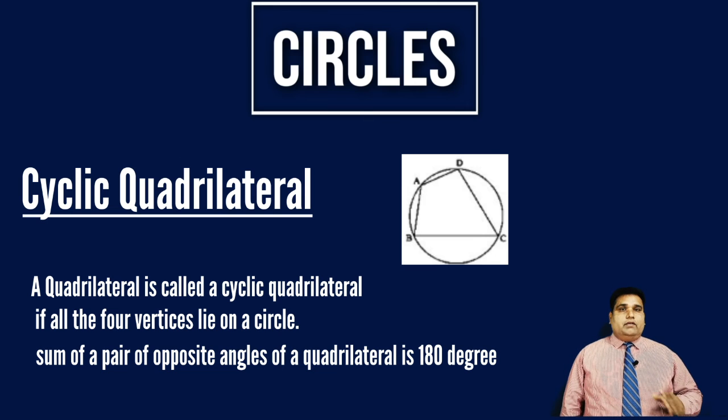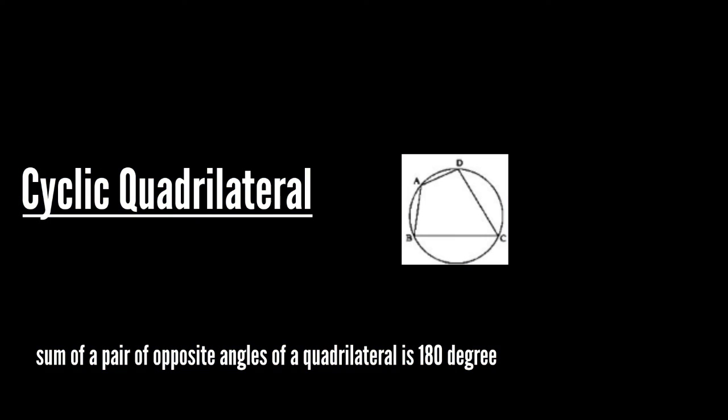But the very important property of a cyclic quadrilateral is what? That the sum of a pair of opposite angles of the quadrilateral is always 180 degrees. So if you take any opposite angles in a cyclic quadrilateral, the sum will always come to 180 degrees. So that is one very important property of a cyclic quadrilateral.